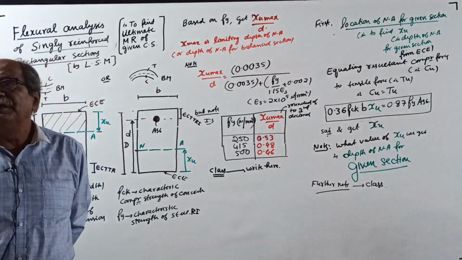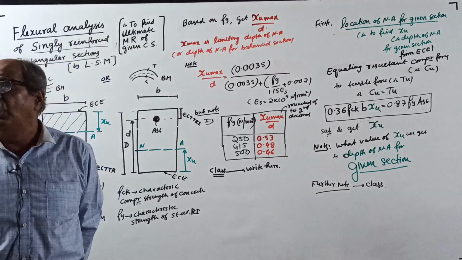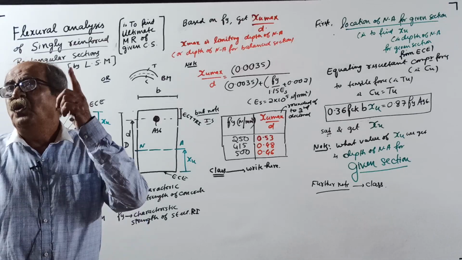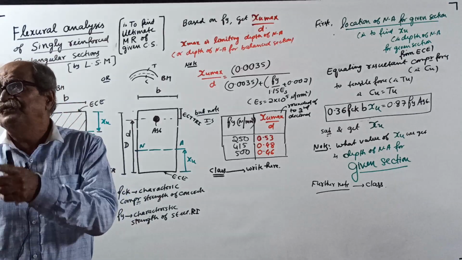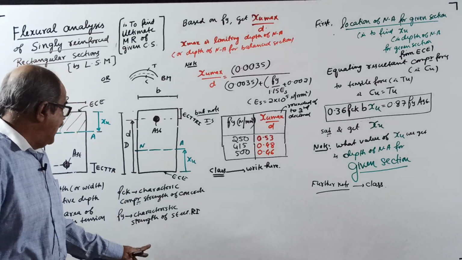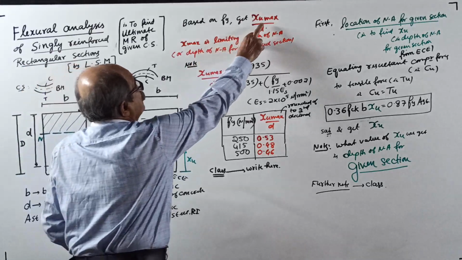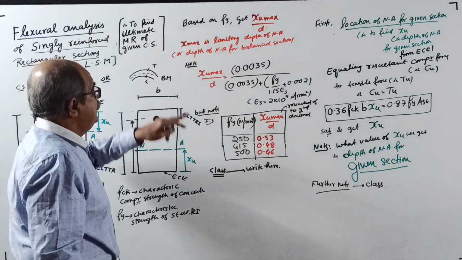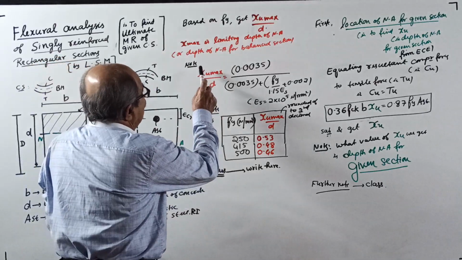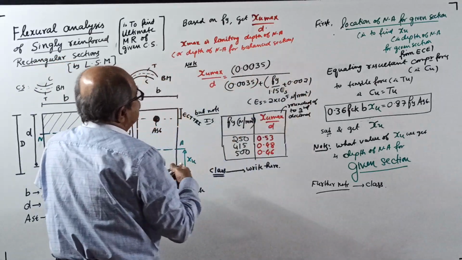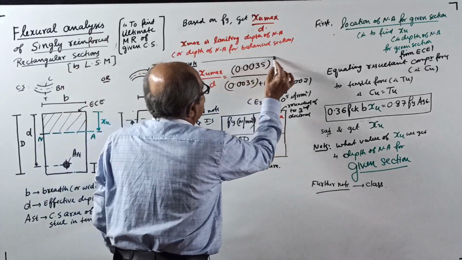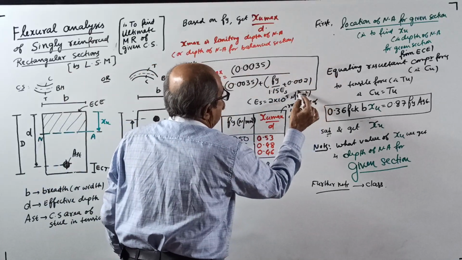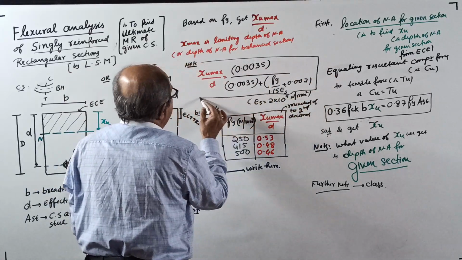To decide whether the cross section is under reinforced or over reinforced, you should know what is the depth of neutral axis for a balanced section. For that you require XU max by D, in red color. I told you last time, the equation for XU max by D is given here.